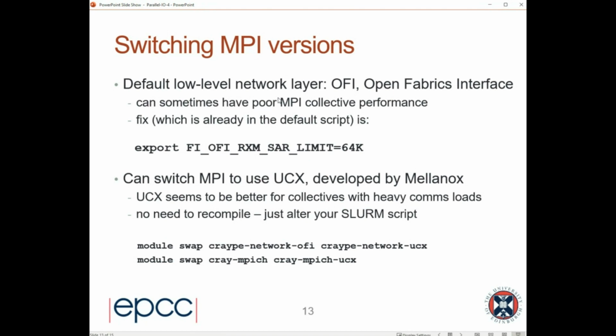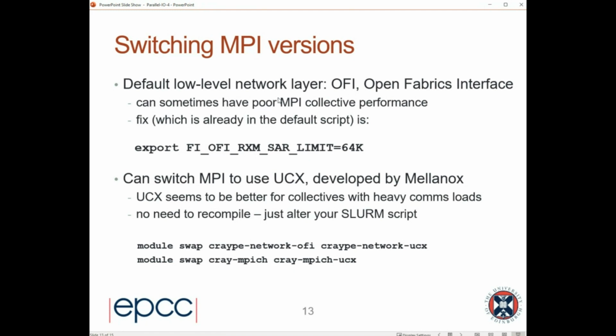And it seems to be better in the case where you have collectives with large amounts of data. So it is actually possible to use this different transport layer. You have to swap some modules, but you don't have to recompile. So, you do module swap Cray PE network OFI, Cray PE network UCX, and you do module swap Cray MPI-CH, Cray MPI-CH UCX. And that switches out the OFI layer and switches to the UCX layer.